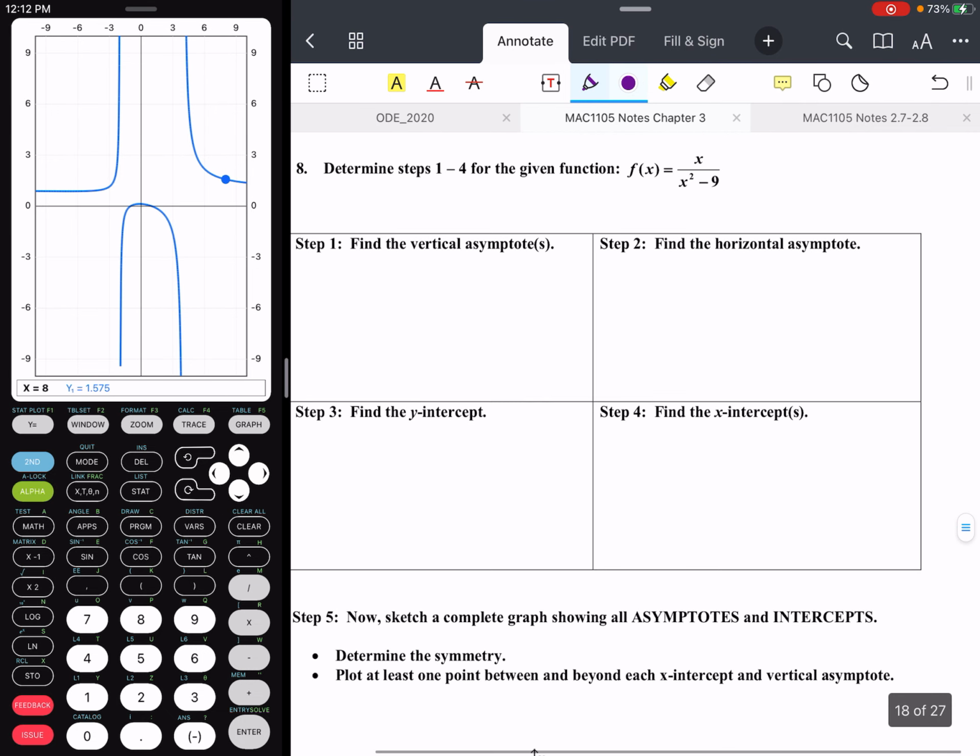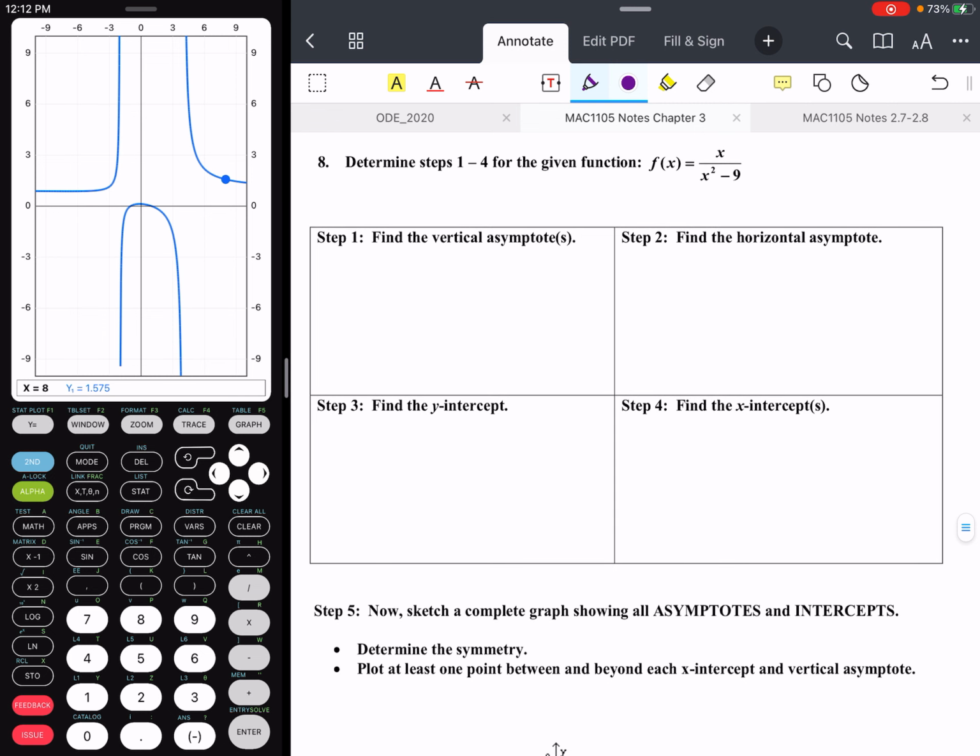All right, so let's take a look at number 8. Determine steps 1 through 4 for the given function, f of x equals x over x squared minus 9. All right, so first we want to find our vertical asymptote. I'm going to take my denominator, x squared minus 9, set it equal to 0. Factor to get x plus 3 times x minus 3 equals 0. Set each factor equal to 0. This gives me x equals negative 3 from the first factor, and then x equals positive 3 from the second factor. So those are my two vertical asymptotes.